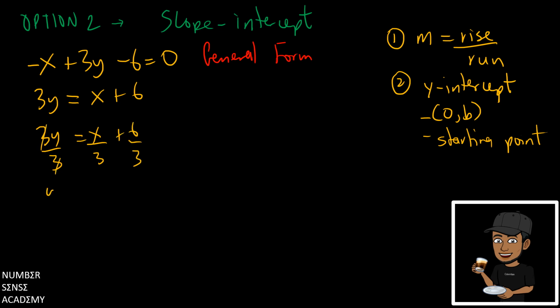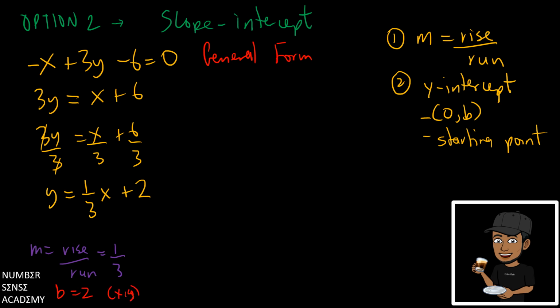And these cancel, of course, so I get y = 1/3 x + 2. So I write it as 1/3 x because I know that my slope is rise over run, and I want it in that form, so 1/3. And then the y-intercept, b, is 2, which gives me a coordinate of (0, 2). So now I have the information that I need to graph.